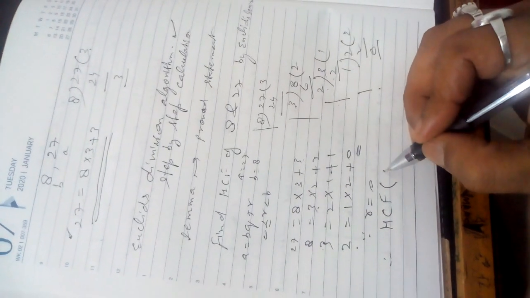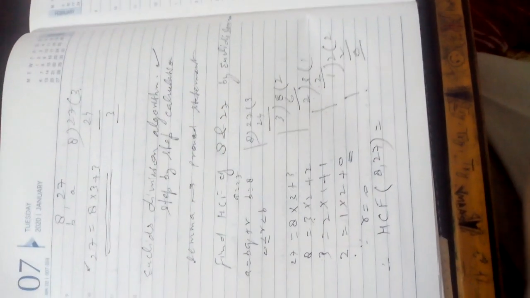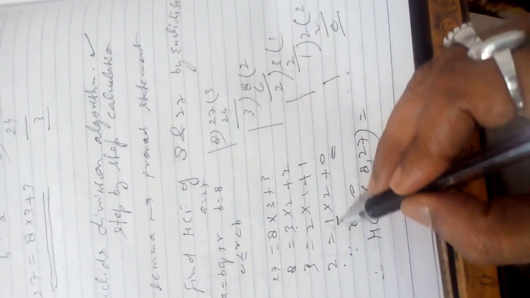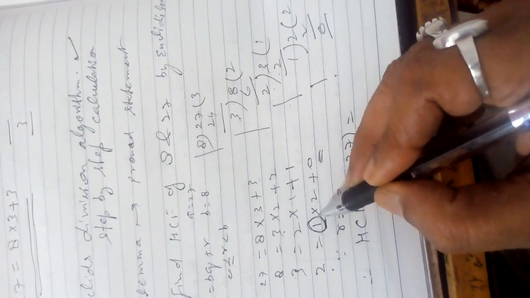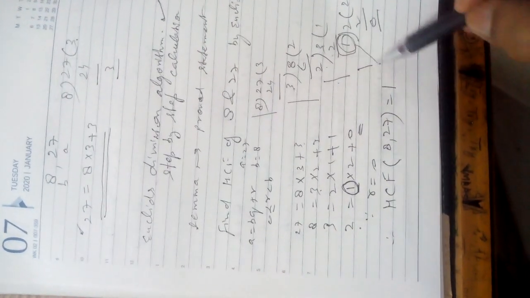Therefore the highest common factor, HCF of (8, 27), how are you reading it? The highest common factor of 8 and 27 is the last divisor. What is the last divisor? This is the last divisor and you will write 1. HCF of 8 and 27 is 1. The last divisor will be your HCF. Clear? It is very common.